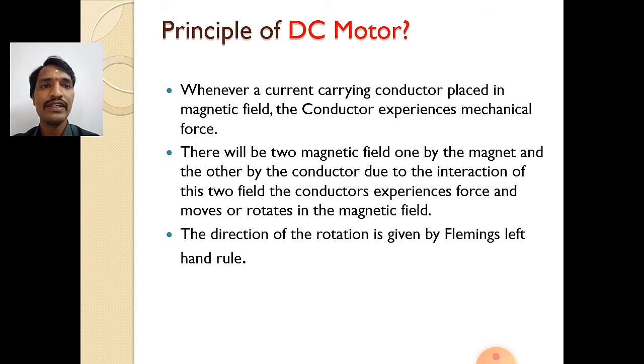Whenever a current carrying conductor is placed in a magnetic field, the conductor experiences mechanical force. Due to this mechanical force, the rotating part of the machine tries to rotate in circular motion.